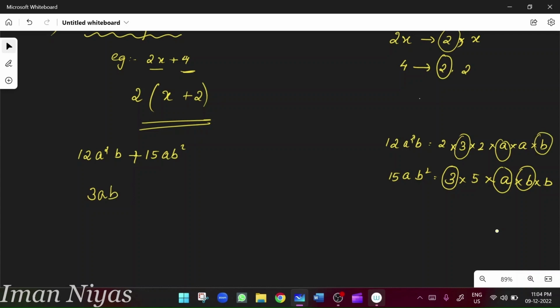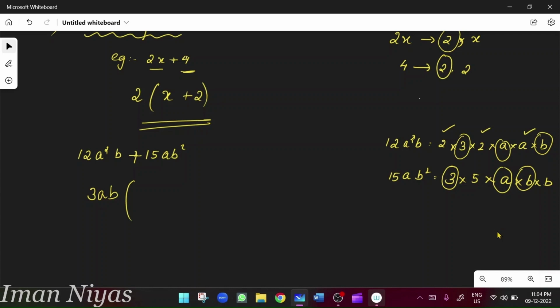2 is not there in 15 a b square, right? 5 is not there in 12 a square b. So we can say that here only 3ab is common. So what is left in 12 a square b? Here 1, 2, and 1 a is there.